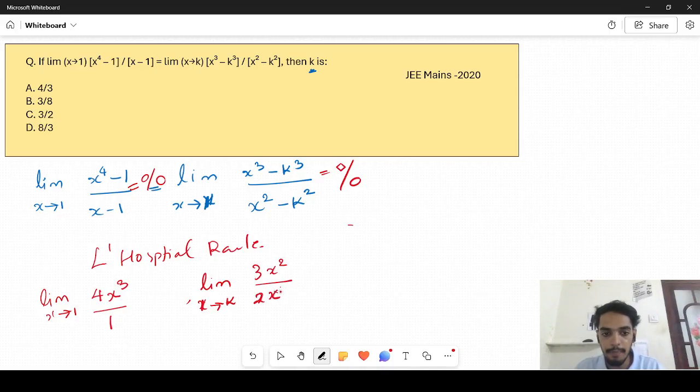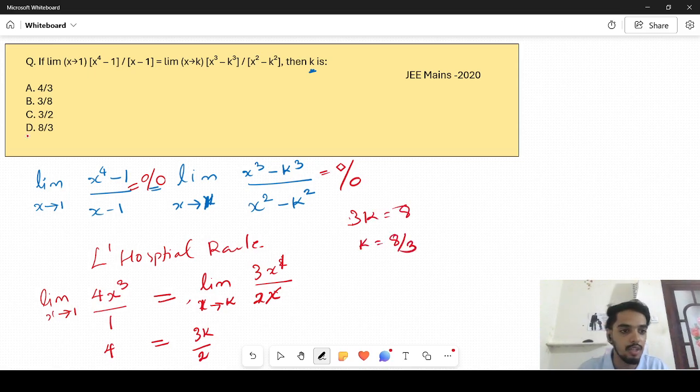So the x and x² will partly cancel. If you substitute the value, you will get 4 on the left. Since they're given as equal, 4 is equal to 3k by 2. So 3k is equal to 8, and k is equal to 8 by 3. D is the answer. This is a JEE Main 2020 question.